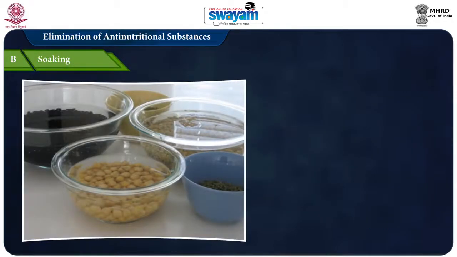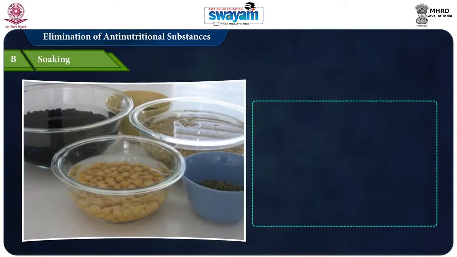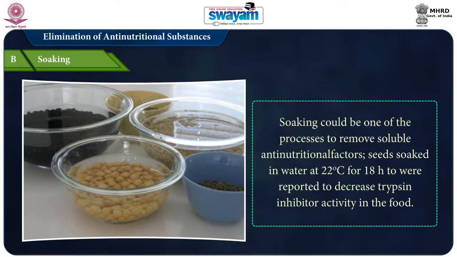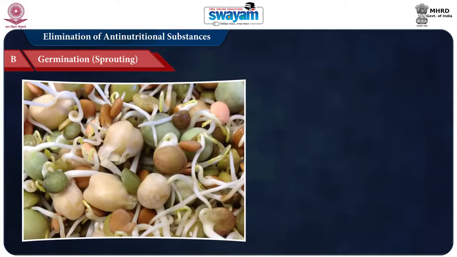Then coming to the next major procedure, that is without the use of heat, soaking. Soaking could be one of the processes to remove the soluble anti-nutritional factors. Seeds soaked in water at 22 degrees centigrade for a period of 18 hours were reported to decrease trypsin inhibitor activity in food. Then germination or sprouting is another procedure used to eliminate the anti-nutrient factors.